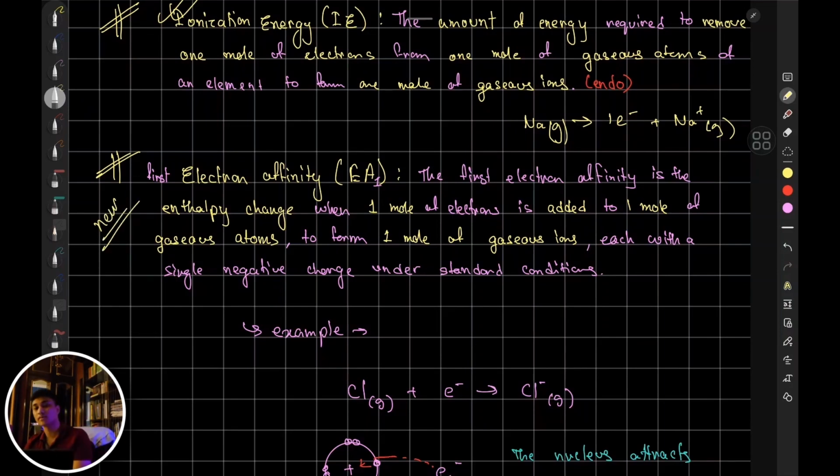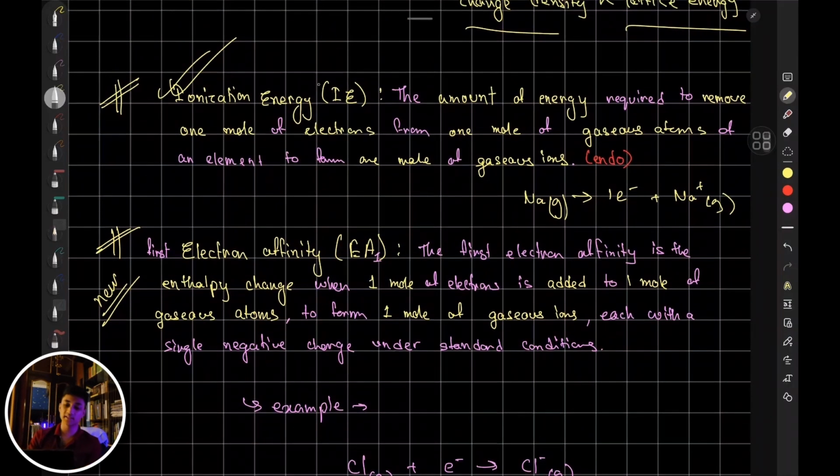which is electron affinity. What is electron affinity? Basically the opposite of ionization energy. In ionization energy, what do we do? We take away an electron. And what process is that? Endothermic. Why? Because you're breaking a bond between the electron and the atom. So you are giving in energy to break that bond. As a result, it is an endothermic process.